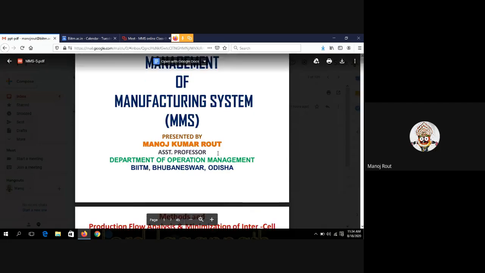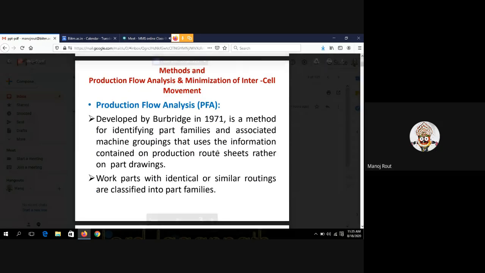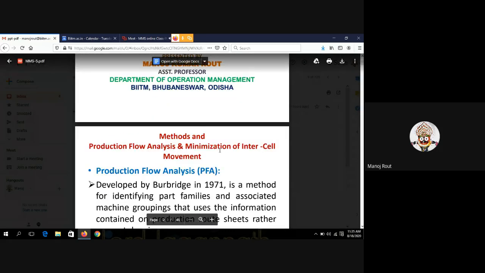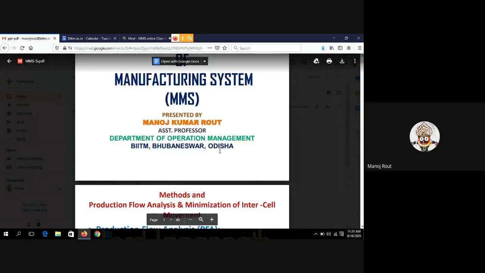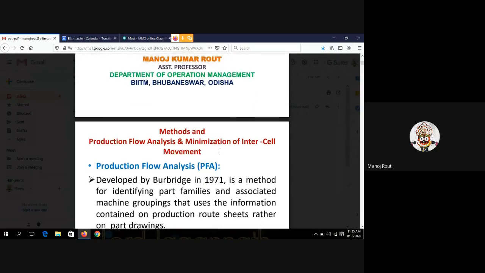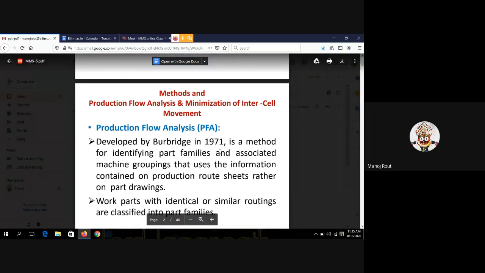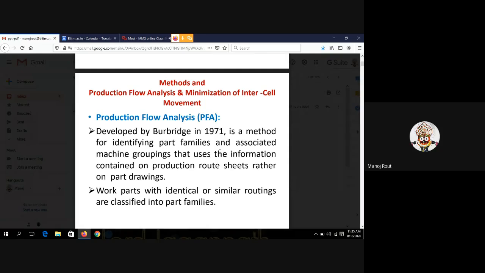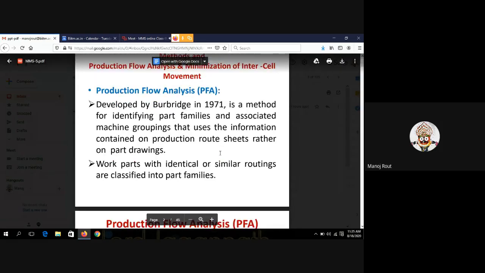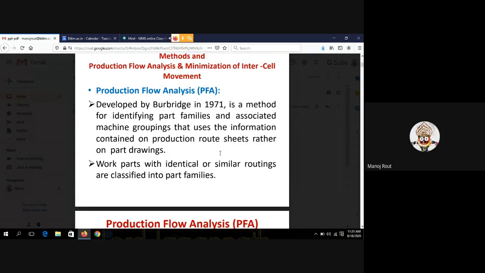Okay, so in case of method and product flow analysis and minimization of intercell movement, the first one, as we have already gone through, is good manufacturing procedures. The next part is product flow analysis. This concept was developed by Burbidge in the year 1971 and is a method for identifying part families and associated machine groups that uses the information contained on production route sheets rather than on part drawings.